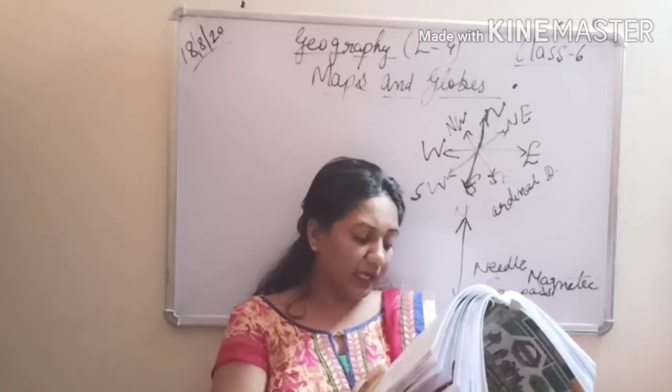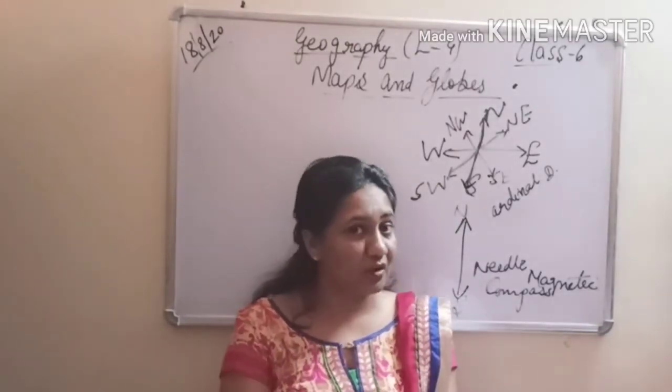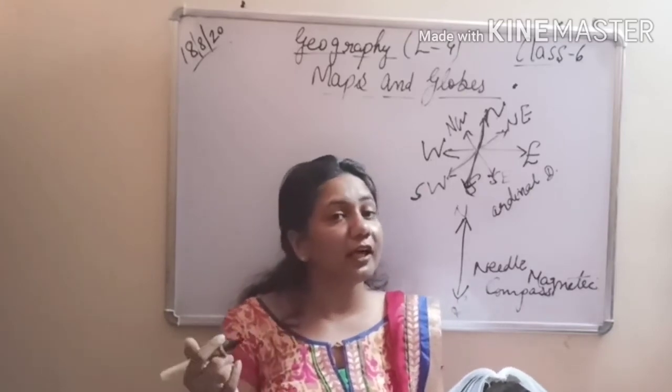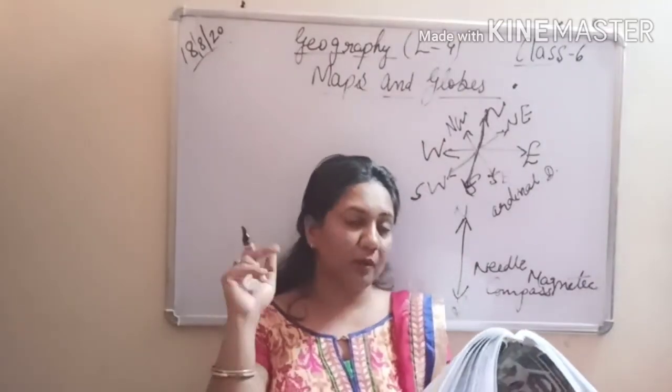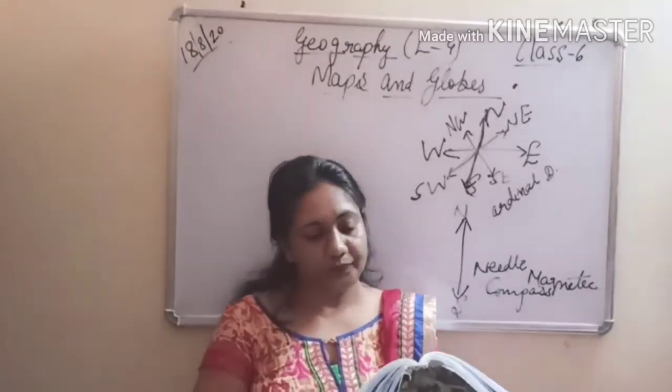In a map, green color represents oceans, mountains or plains. Just now we have done, green color represents plains. So it is option number A according to your book. So put a tick on option number A.